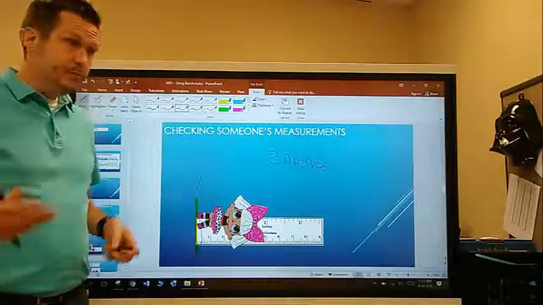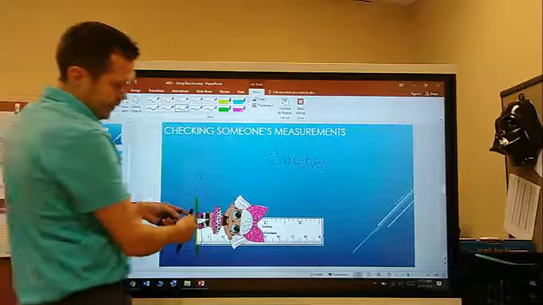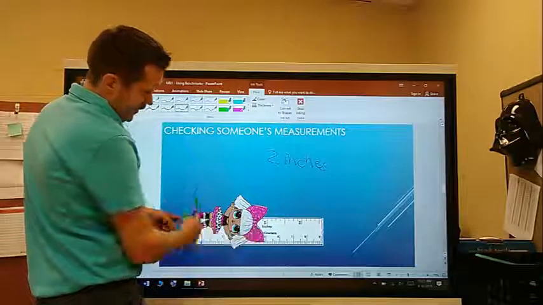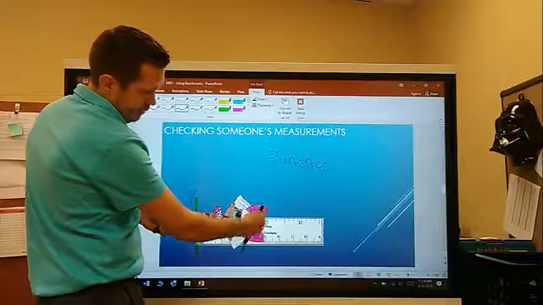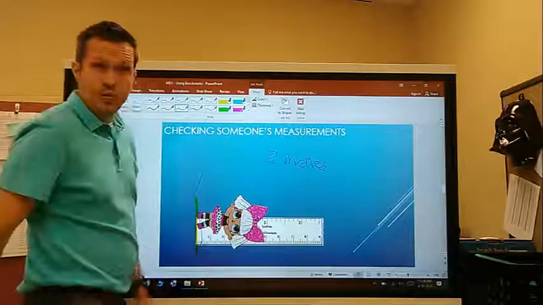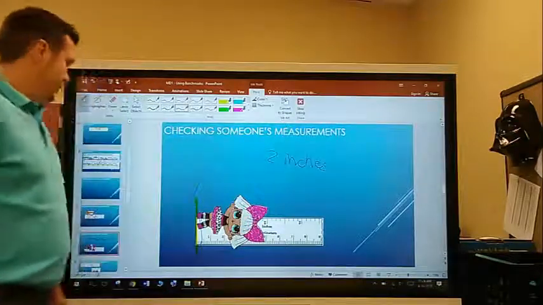If they're not, then that's a problem. And then you're going to go end to end of whatever you're measuring. So I can start at her feet, and I go to the top of her bow. That puts it right at about 2 inches there for her. So that is the measurement for that.